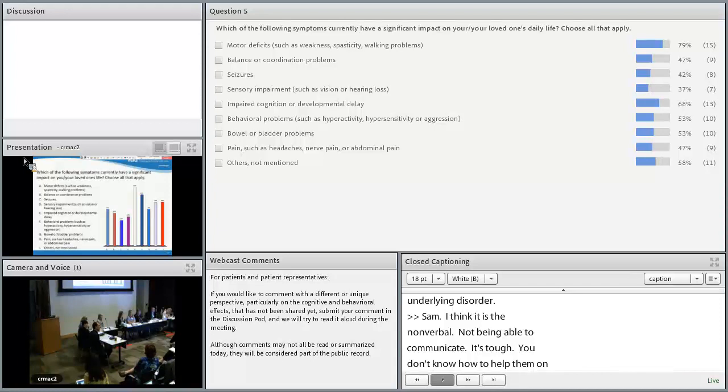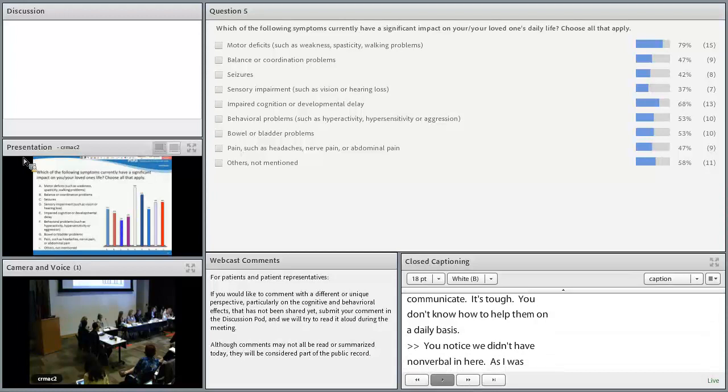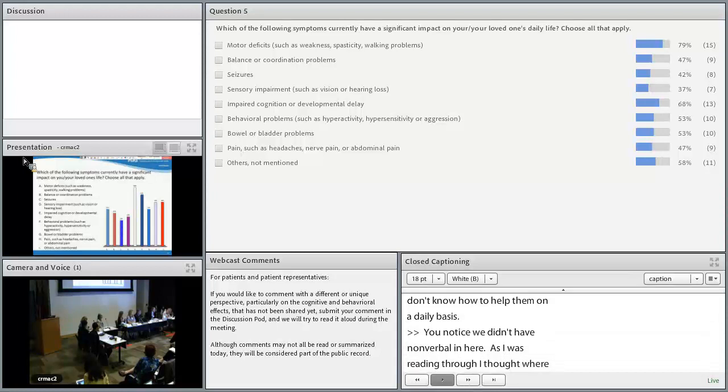So. The nonverbal. So you notice we didn't have nonverbal in here, and as I was reading through, I thought, well, where would we have put that? How many of you had nonverbal symptoms in as other? Okay, so if nonverbal is significant to you, could you raise your hand just so we can get a sense? Okay, let's focus on this one a little bit more. Does anyone else want to follow up on the nonverbal effects?